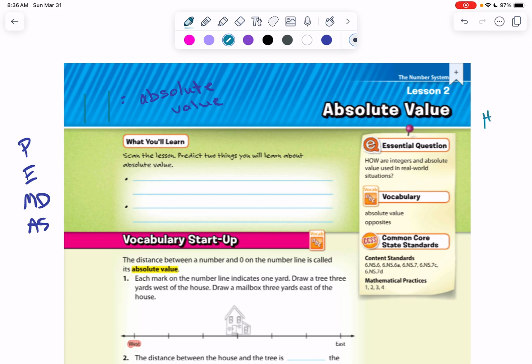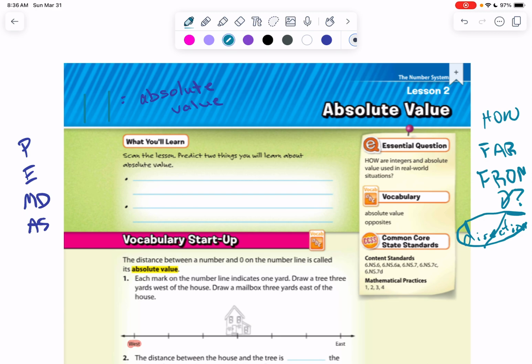How far from zero. Okay? It does not indicate direction. Absolute value doesn't say in which direction from zero. It doesn't indicate direction, only how far.